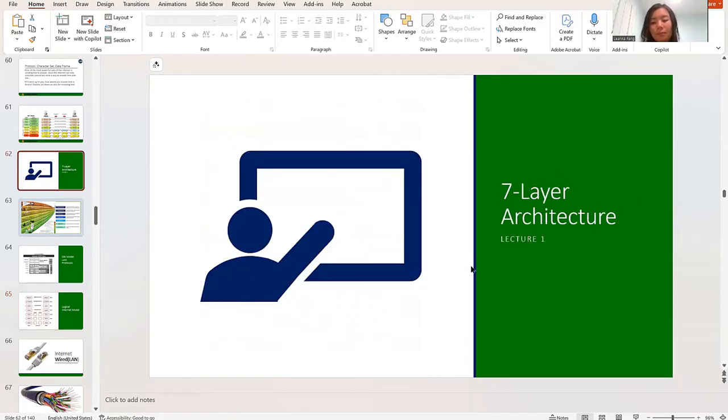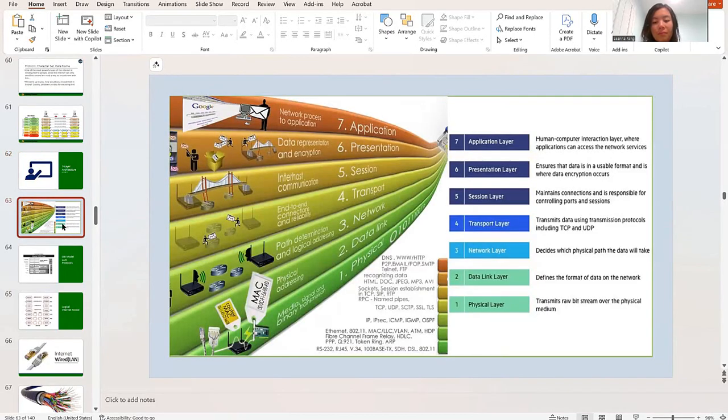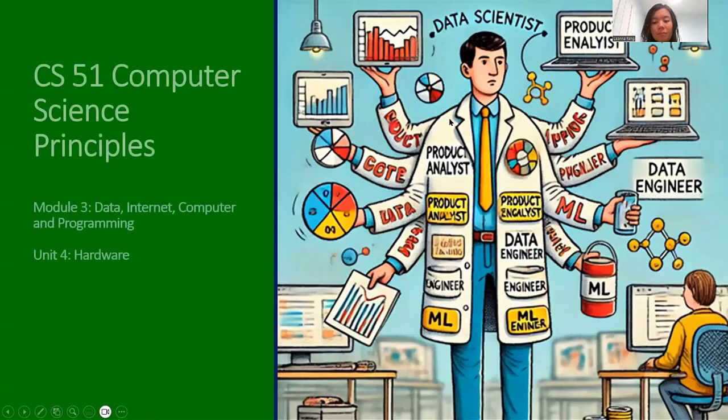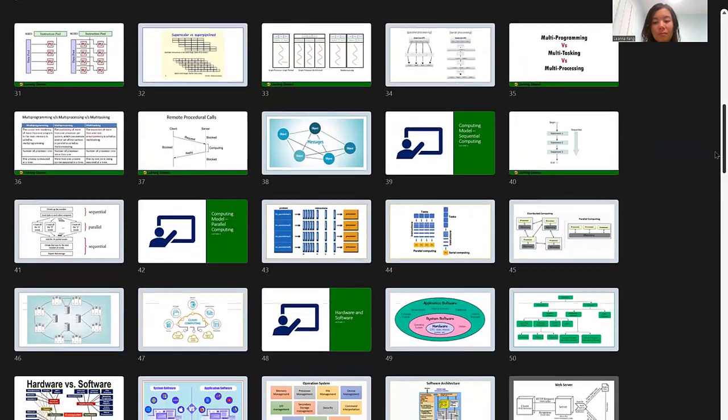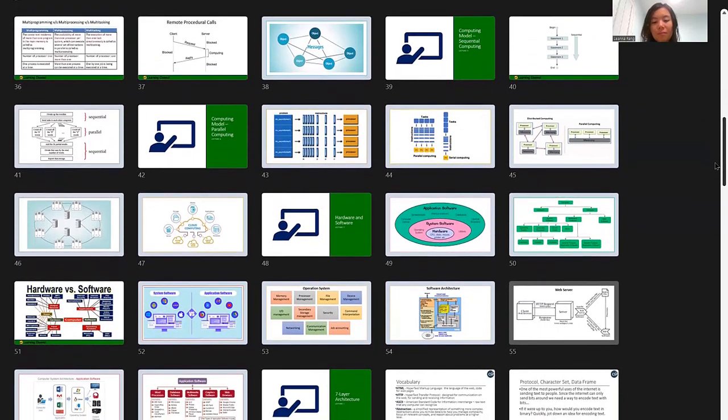Now, the existing standard we call the 7-layer architecture. The 7-layer architecture is laid out like this. You need to memorize these different layers of the 7-layer architecture.